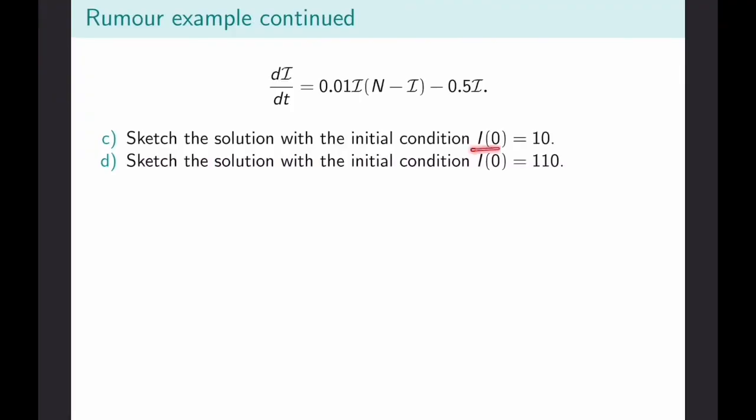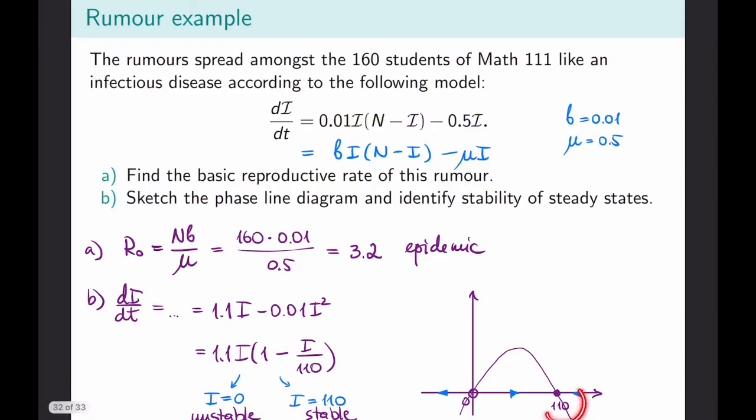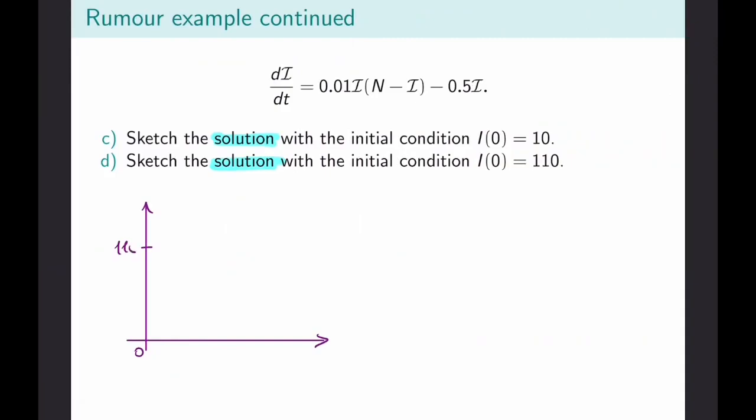If I have originally only 10 people that know the rumor, or if I have originally that 110 people know the rumor, and I'm asked to sketch the solution, then this is the problem for a slope field. So let's recall the general shape of the logistic growth slope field. I have that my steady states are 0 and K for whatever value of K I have here. As on the previous slide, I've discovered that my steady state or carrying capacity here is 110. So this will be my value of K.